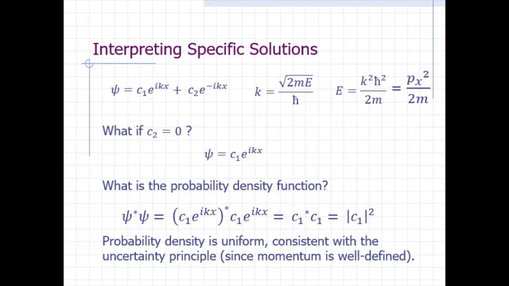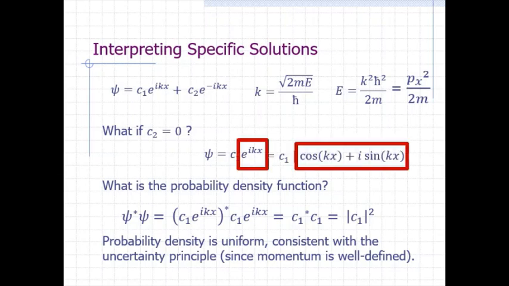Note that this doesn't mean that psi is constant. Recall that we can write e to the ikx as cosine kx plus i times sine kx. We can see that the real and imaginary parts of psi oscillate sinusoidally as x goes to positive and negative infinity. Note that the wave function in this particular case is not normalizable.